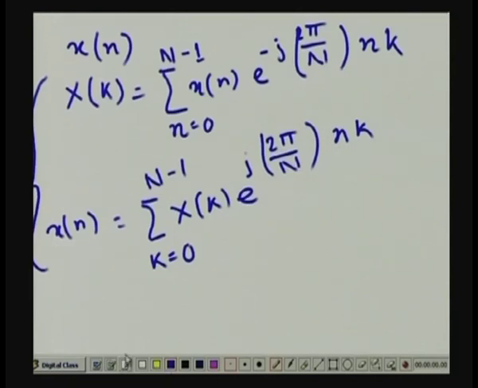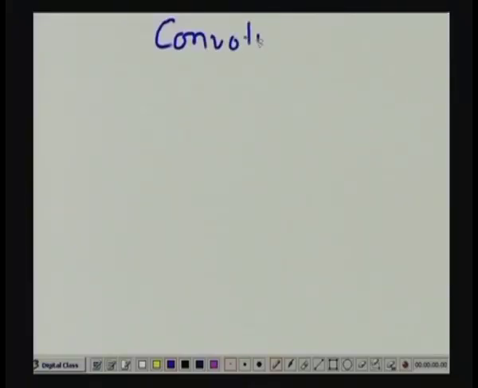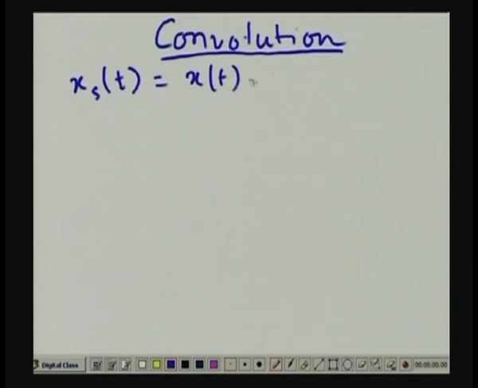Now, let us go to another concept, a concept called convolution. You find that we have represented our sampled signal as x s t is equal to x t multiplied by comb function of t, delta t. Okay. So, what we are doing is we are taking two signals in time domain and we are multiplying these two signals. Now, what will happen if we take the Fourier transform of these two signals?